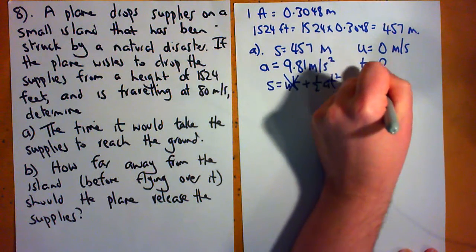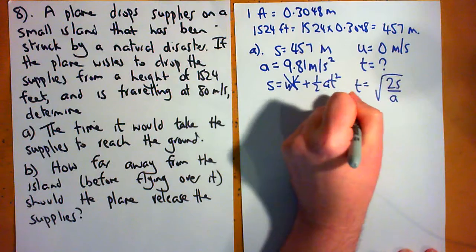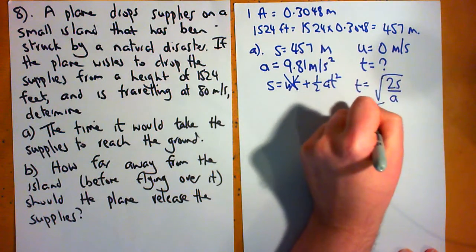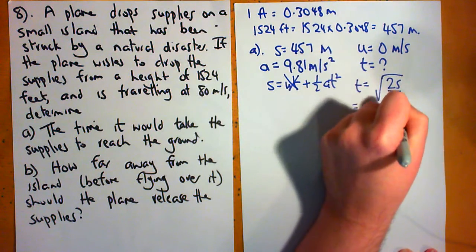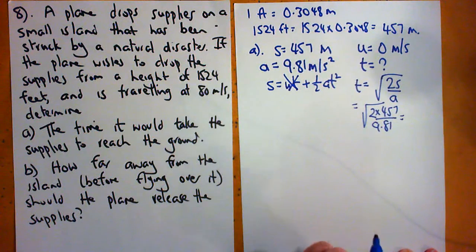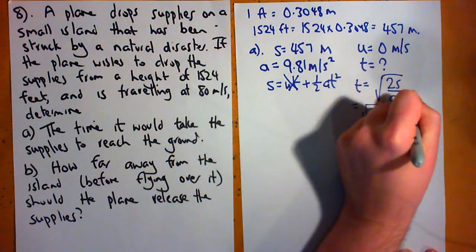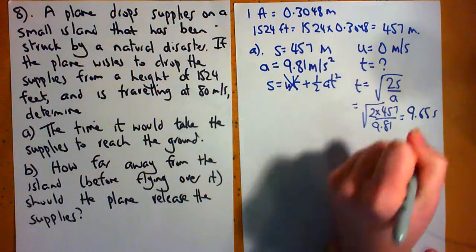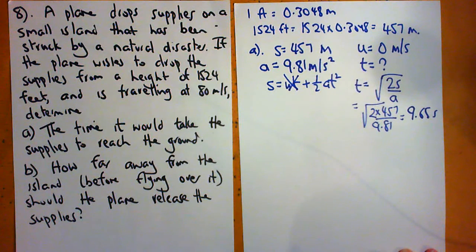We need to take the square root to get T, and this will be the square root of 2 times 457 divided by 9.81, giving us an answer of 9.65 seconds. So that's the time it takes the supplies to reach the ground.